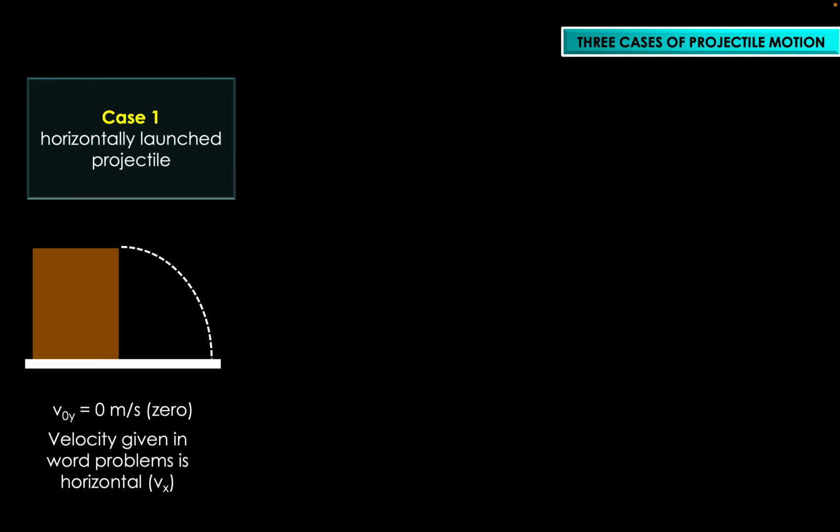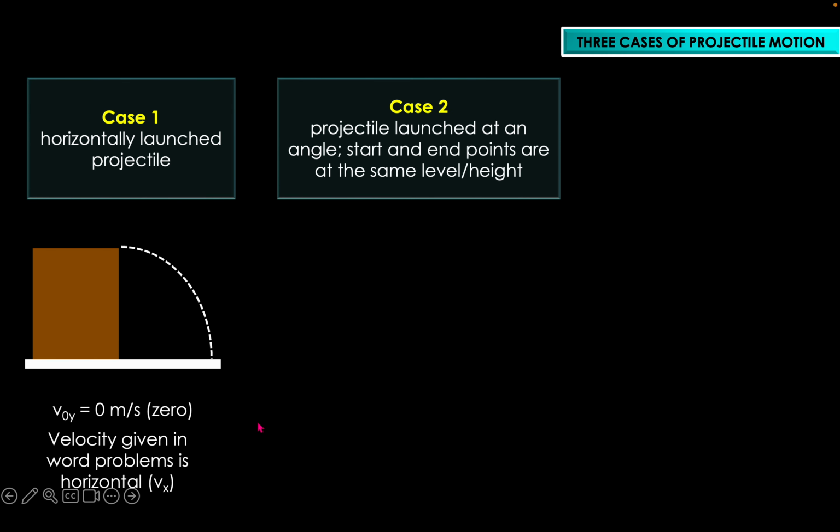So you have to be well aware when you read a problem if it is a horizontally launched projectile, by imagining it, by sketching the problem. Because if you realize that, you'll know automatically that one implicit given there is v sub y, which is 0 meters per second. Next, we also have case 2 projectile, which is a projectile launched at an angle.